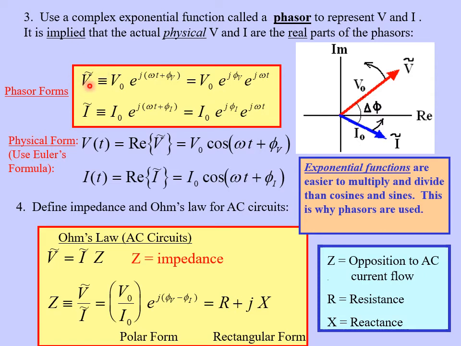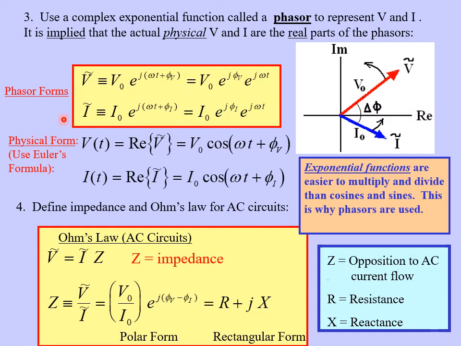So this phasor voltage here is defined as V naught. Remember, that's our amplitude. Now notice what we have here. Instead of a cosine function, we have e to the j omega t plus phi sub v. So this is our complex exponential form of our voltage. And I can go ahead and distribute the j inside here and split apart the two exponential functions if I want.